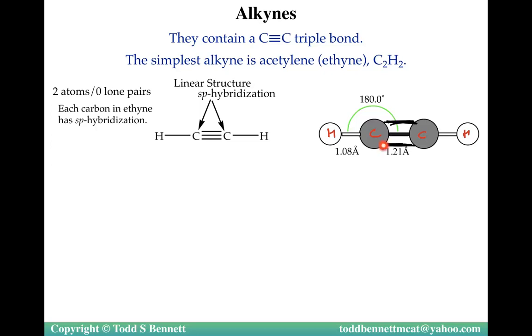Length, they're actually relatively short. So a carbon-carbon bond, we sometimes say is around 1.4 to 1.5 angstroms. The carbon-carbon triple bond is down around 1.2 angstroms, notably shorter, therefore notably stronger than other carbon-carbon bonds. So the triple bond is stronger than the double, the double stronger than the single.